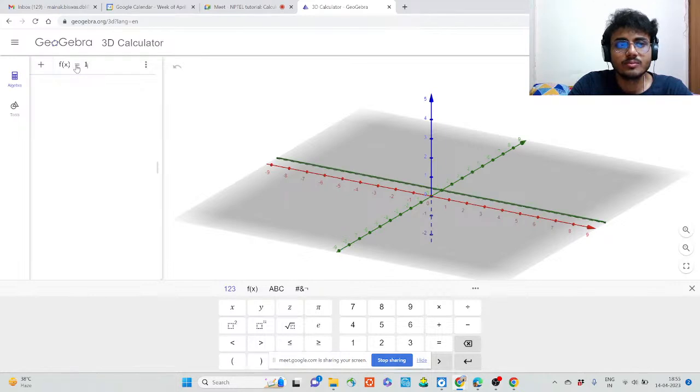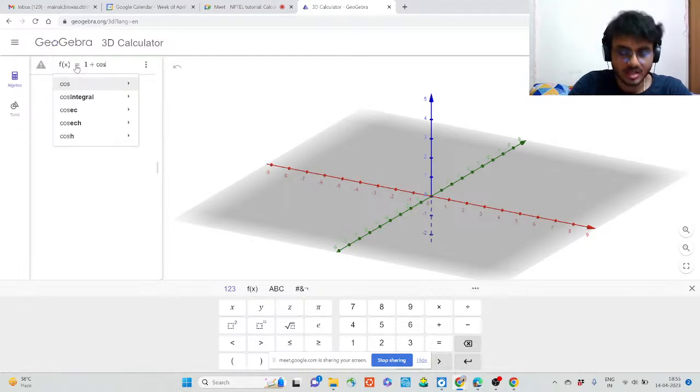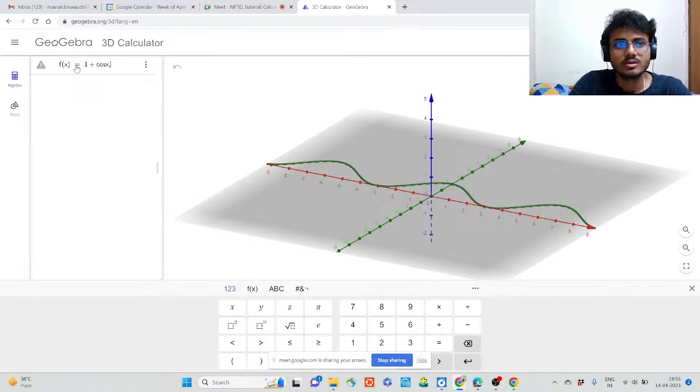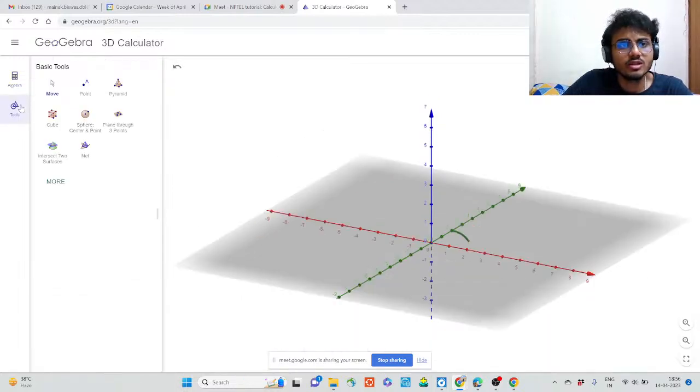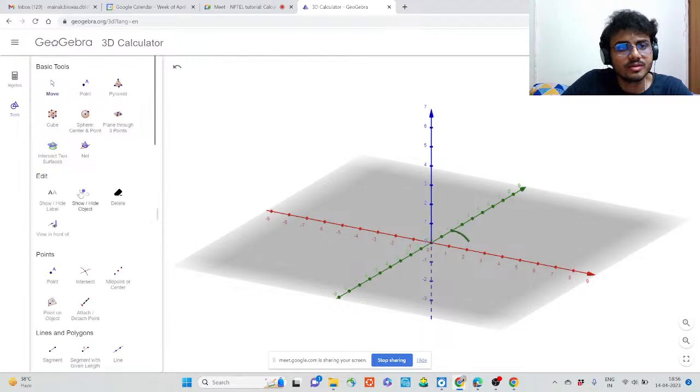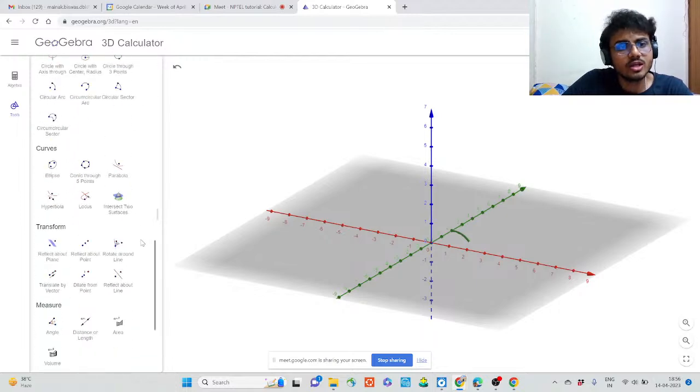So f of x is 1 plus cos x. Yeah, can you see it now? Yes, sir, it is visible. So x between, this is how you write. I showed you Desmos. This is how you write in GeoGebra. It's just figuring things out. Pi by 2, right? This is the first function, and then you can use tools. So you don't need to write any code.